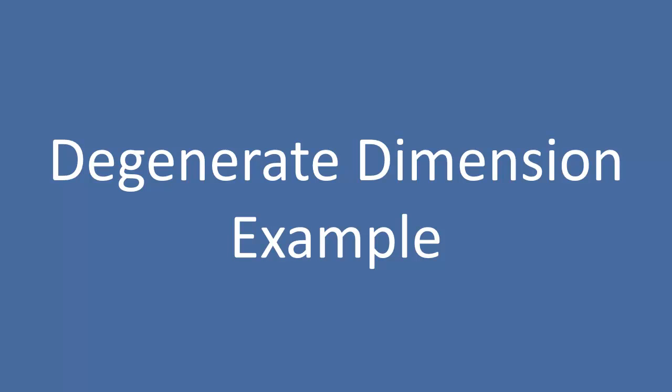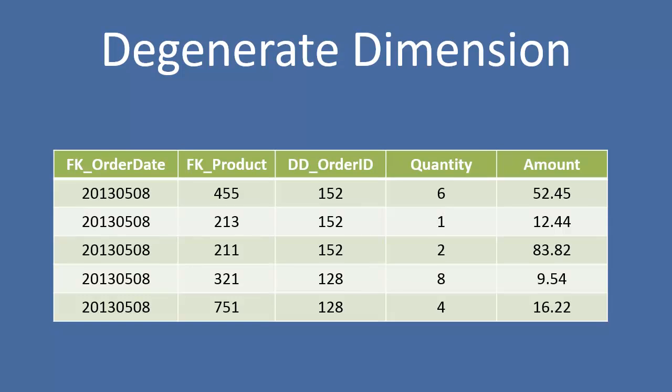So let's take a look at a couple of examples of degenerate dimensions. The most common example is the order header detail fact table. So you have a fact table which has line item information in it, such as this. Here we have a very simple one with just a foreign key pointing to our order date, a foreign key pointing to product. We have our quantity and amount, but we also have a degenerate dimension on order ID.